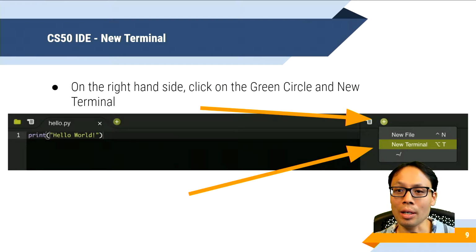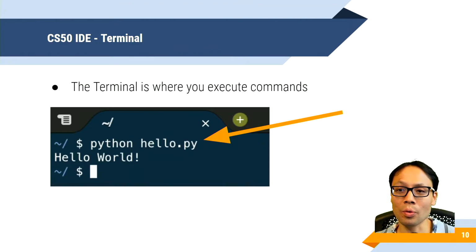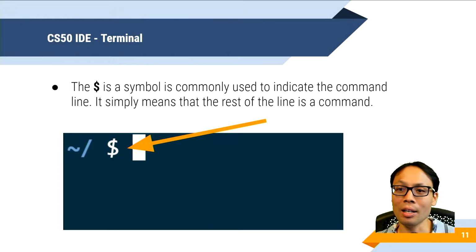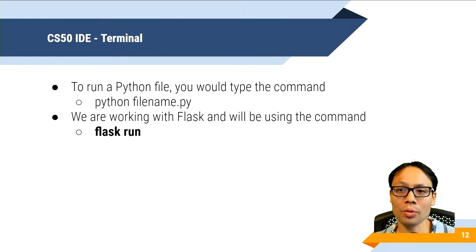On the right hand side is where I like to run programs in the terminal. So you can click on the circle button and click on New Terminal. And so, for example, if you were just running a Python file, you would just type something like python hello.py. Just to note, the $ sign indicates it's the command line, and the command that you issue is going to be to the right of the $ sign. So again, if you're going to run a Python file, it would be python and the file name, but we're working with Flask. So to run Flask, you type in the command flask run.